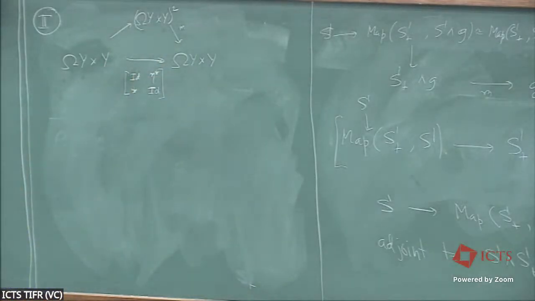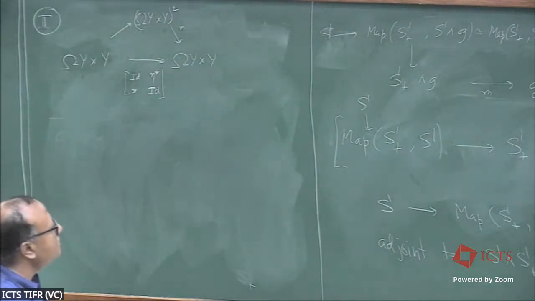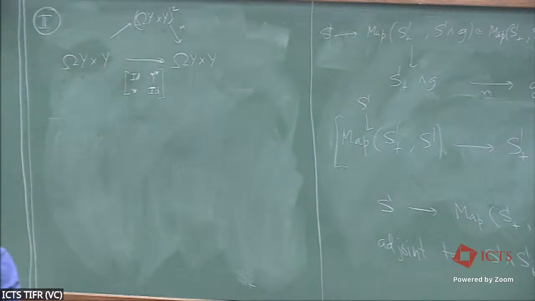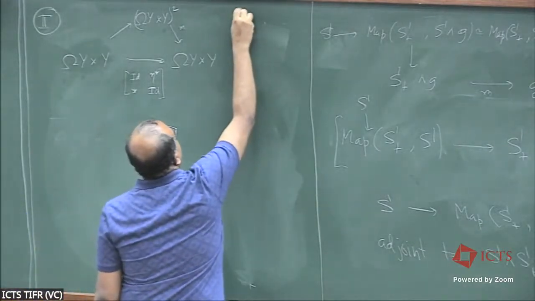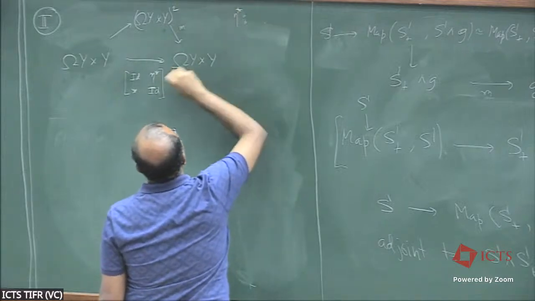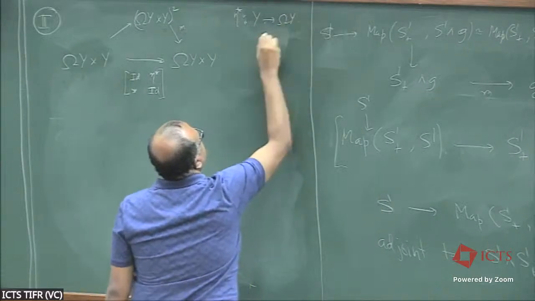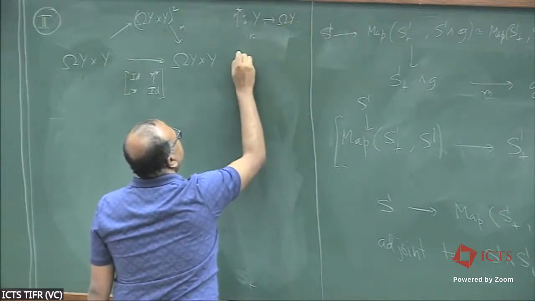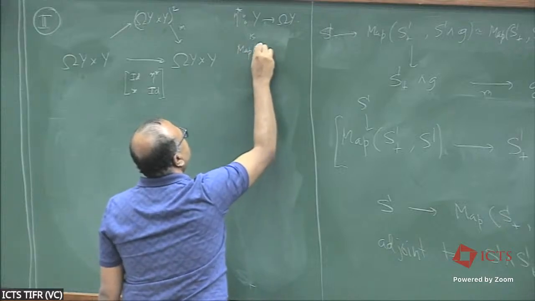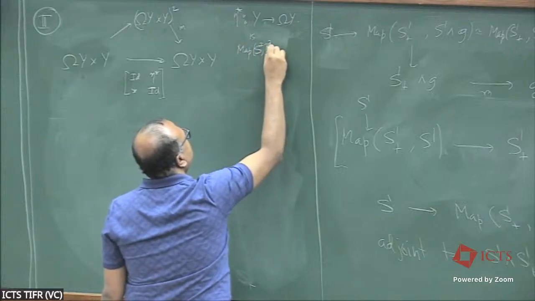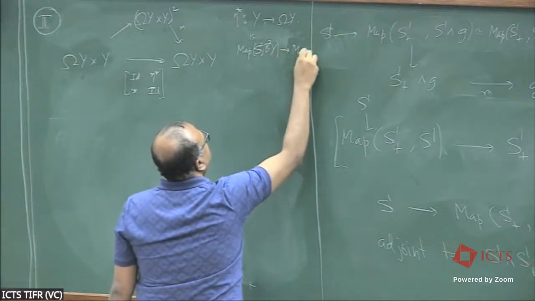So now you look at how eta upper star is defined. To define eta upper star, we had to write eta upper star. So eta upper star goes from Y to omega Y, and this is defined as a map from S2 to map S3.